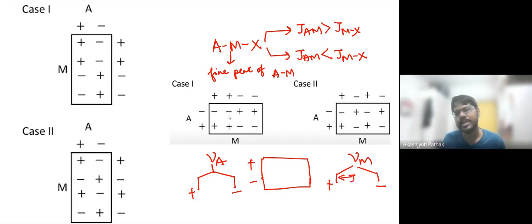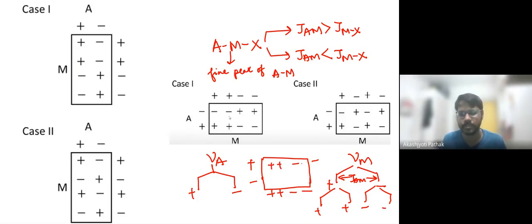So this is your JAM and plus plus minus minus. So you will get the plus plus minus minus. So this will give you plus plus, this type of signal. So these are the two cases that you will obtain. So this you will obtain when your JAM coupling is greater than JMX coupling, and this you will obtain when your JAM coupling is less than JMX coupling. Okay.